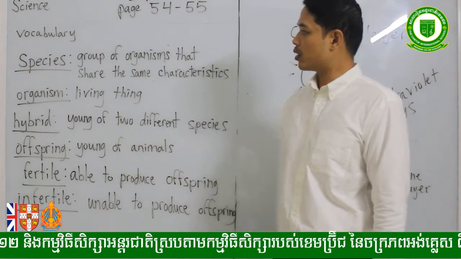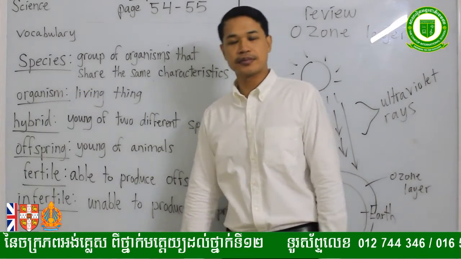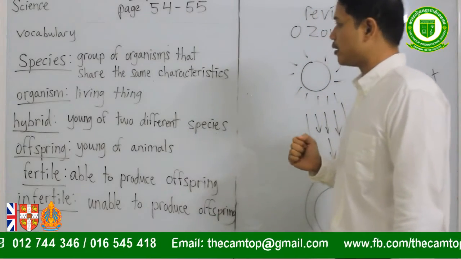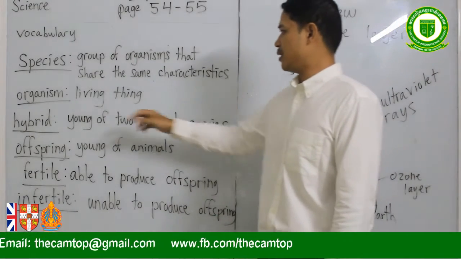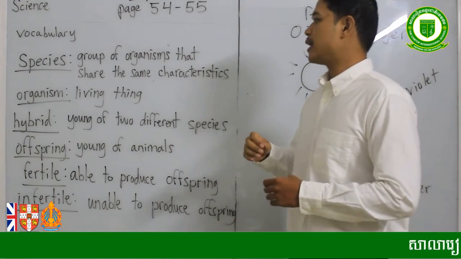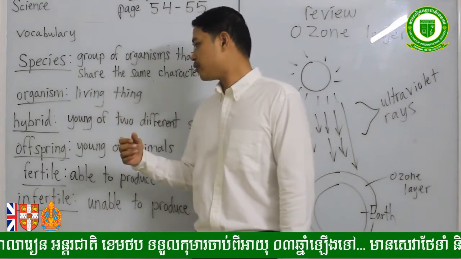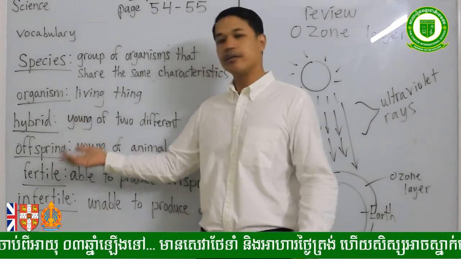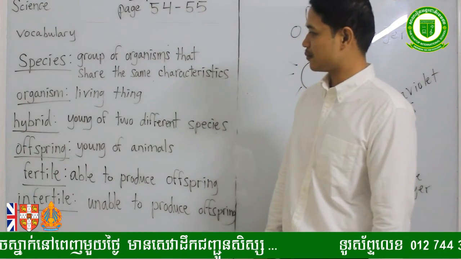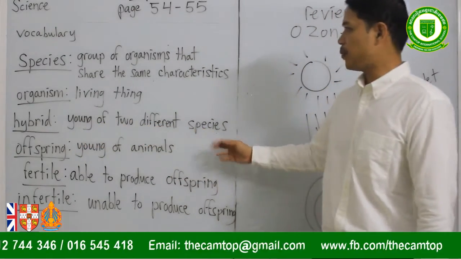Next is organism. Organism, organism, organism. If you can say it. Good. An organism is a living thing. Next is hybrid. I will say it and then you repeat after me. Hybrid, hybrid, hybrid. Now you can say it. Hybrid: young of two different species.